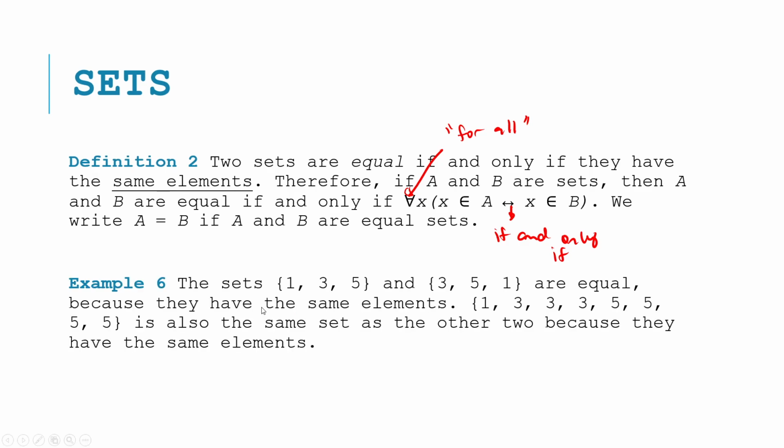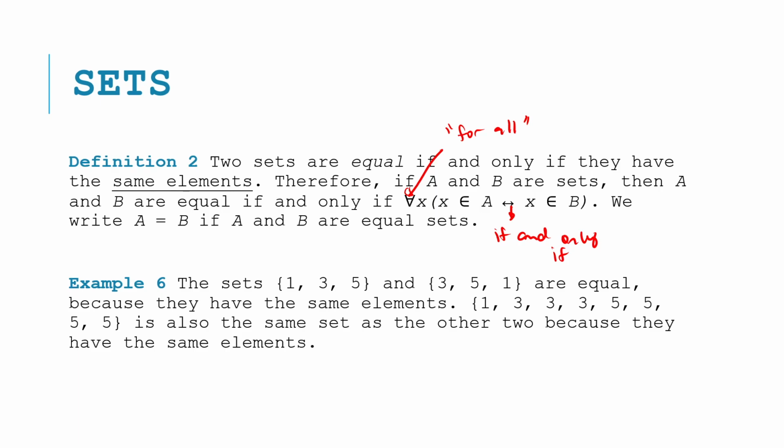Example number 6. The sets {1, 3, 5} and {1, 3, 5, 1} are equal because they have the same elements, which are 1, 3, and 5. The set {1, 3, 3, 3, 5, 5, 5, 5} is also the same set as the other two because they also have the same elements. The repetition of the element would not matter in the equality of the set.